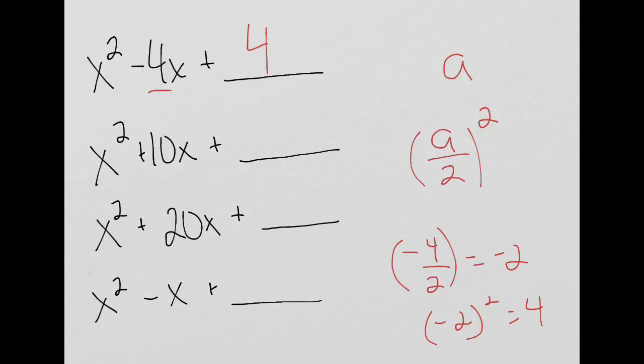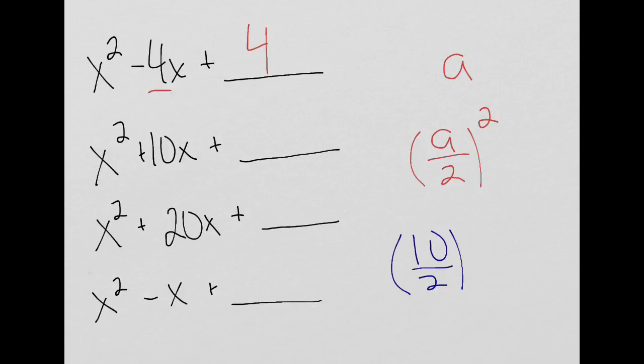Now, so let me erase. For the second one, instead of -4, I take a +10, I divide it by 2, that gives me 5. Then I square 5, 5 squared gives me 25. So for this one, I add 25.